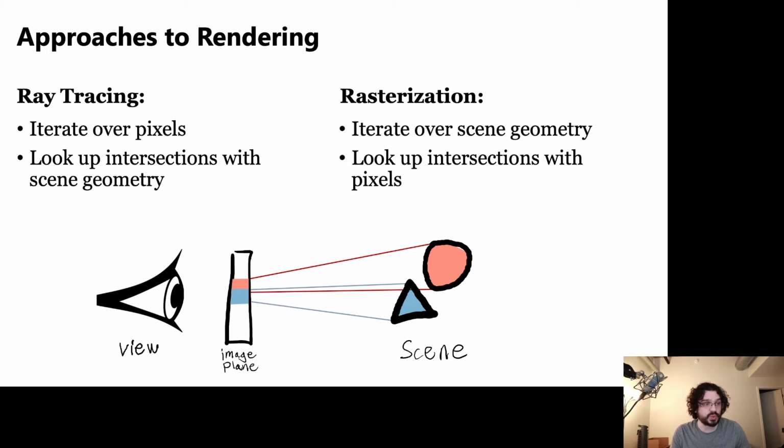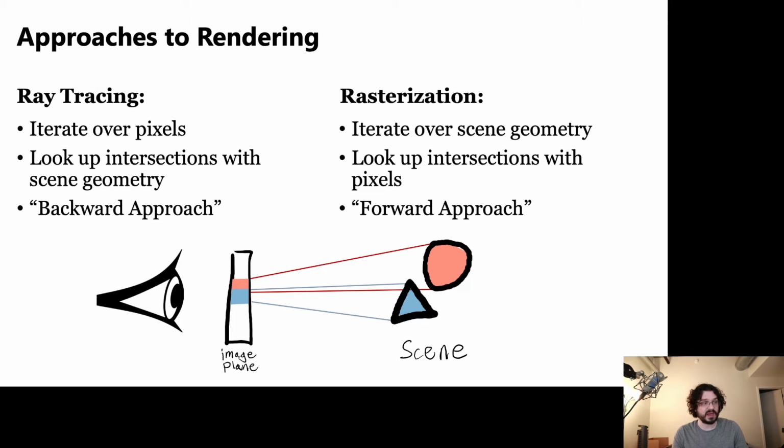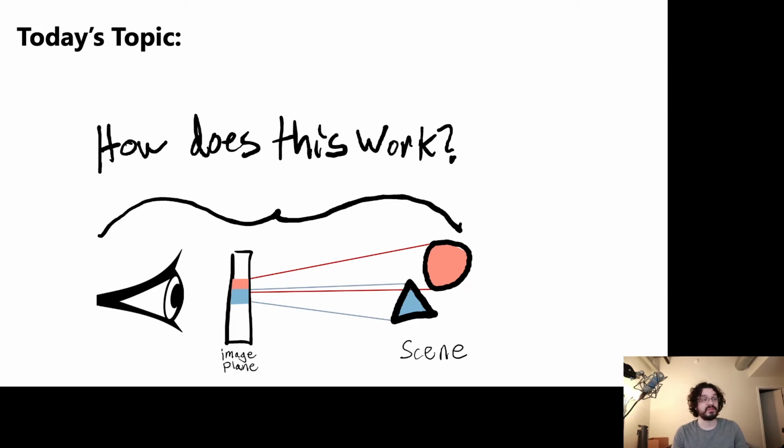So in both cases, we're mapping geometry to pixels, but in ray tracing, we do this by iterating over pixels, and in rasterization, we do this by iterating over geometry. So rasterization is sometimes called the forward approach because it transforms from input geometry to output pixels. And ray tracing is sometimes called the backward approach because we're iterating through output pixels to look up input objects. So this lecture is going to be about how to map scene elements to pixels in rasterization.